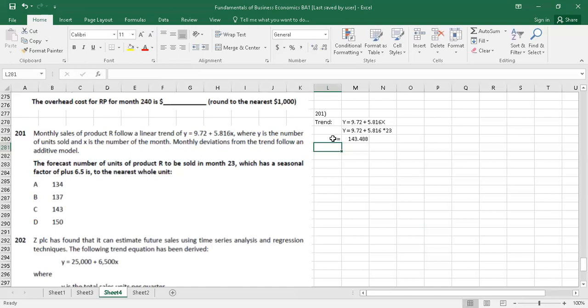Then, because it is an additive model, we have the forecasted value, the trend adjusted according to the number 23, plus we also have to add the seasonal factor. Okay, so forecasted it is 143.488 plus we have 6.5. So rounding it off to the nearest whole unit, it is 150.